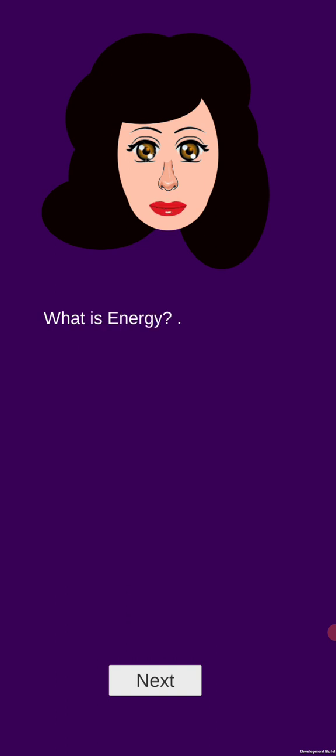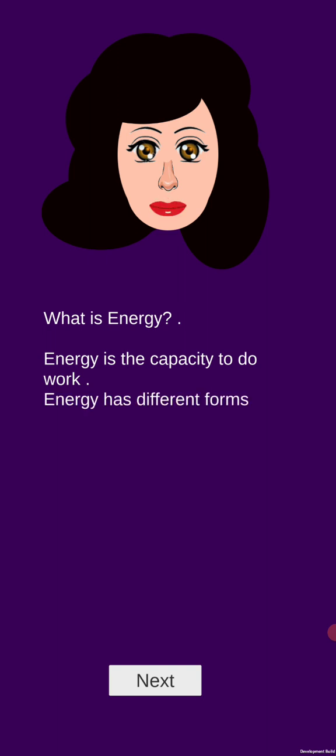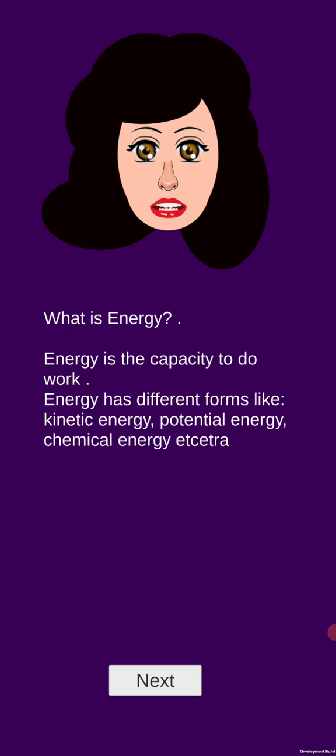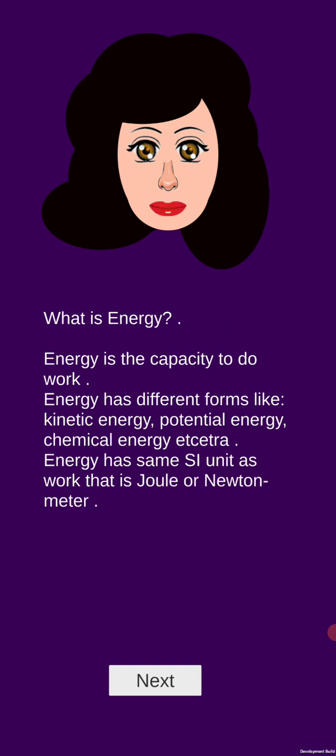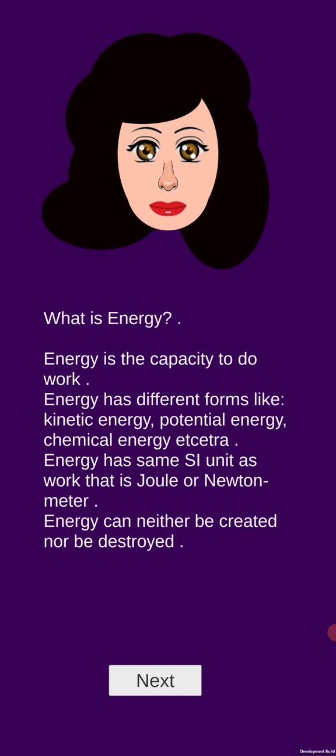What is energy? Energy is the capacity to do work. Energy has different forms like kinetic energy, potential energy, chemical energy, etc. Energy has the same SI unit as work, that is joule or Newton meter. Energy can neither be created nor be destroyed. It can be changed from one form to another.